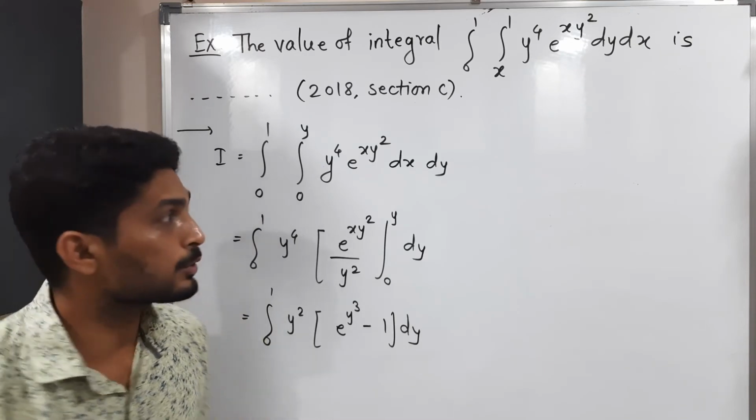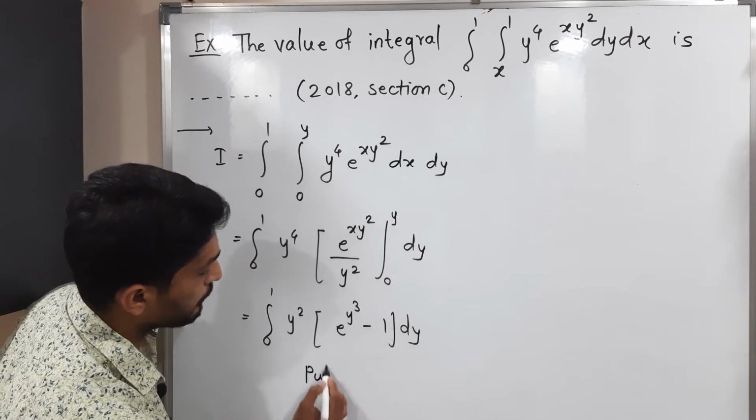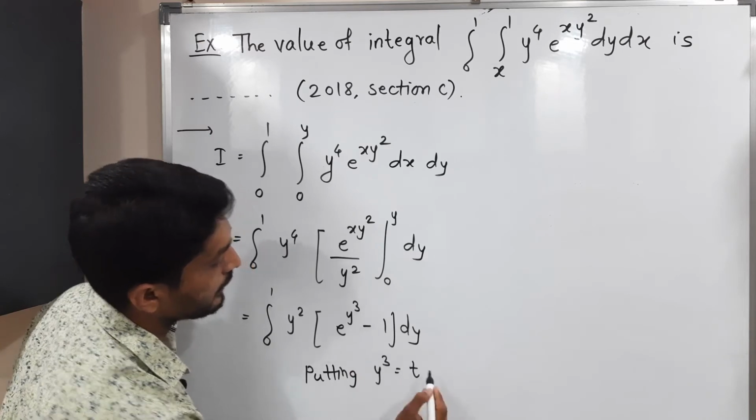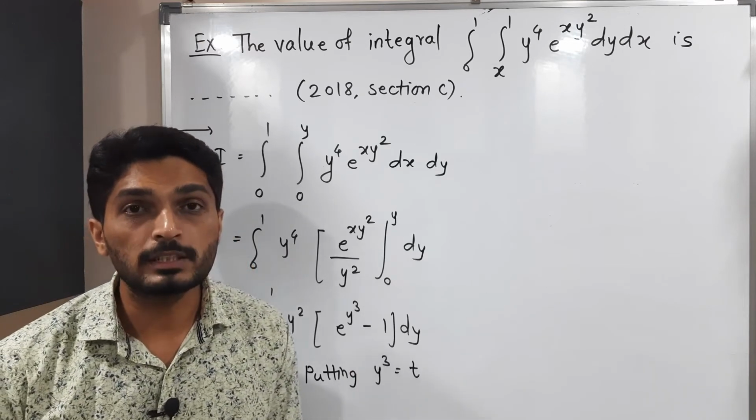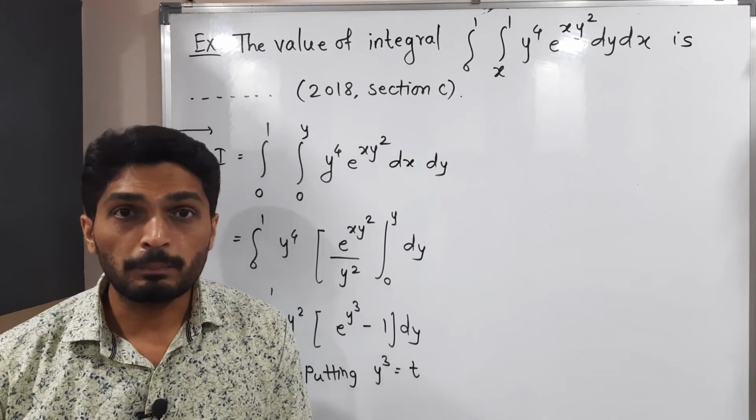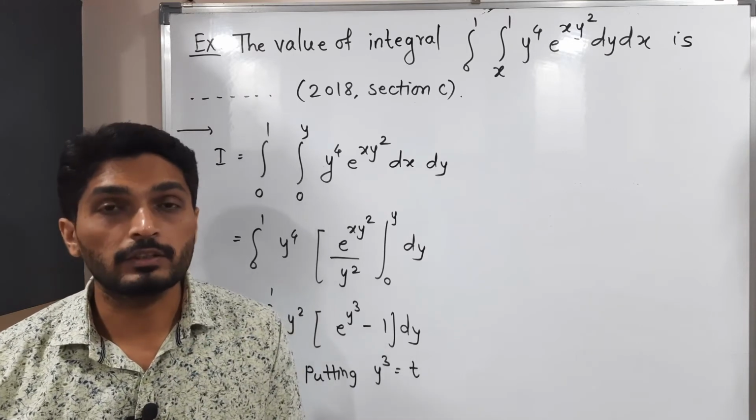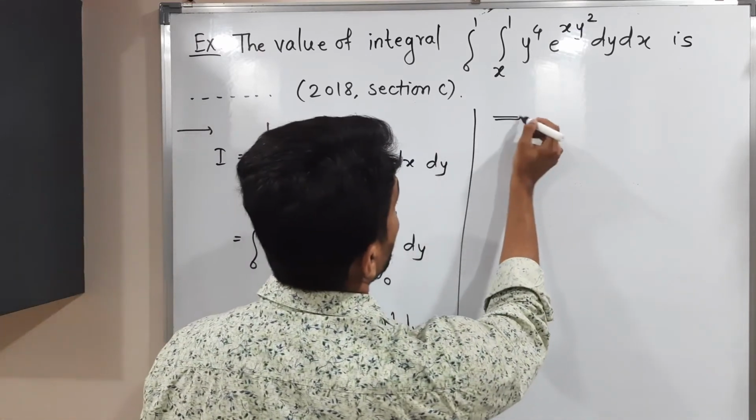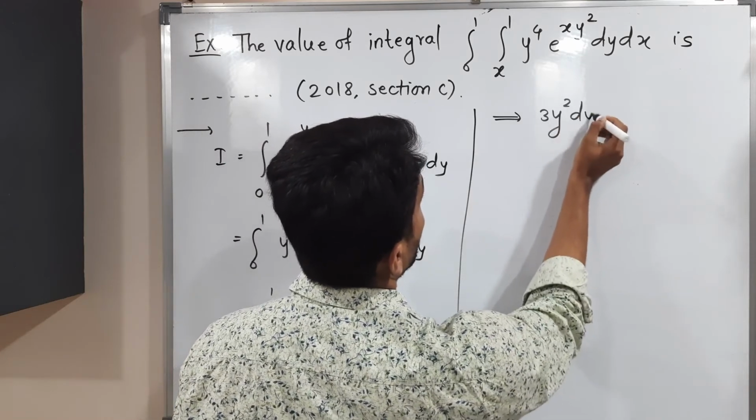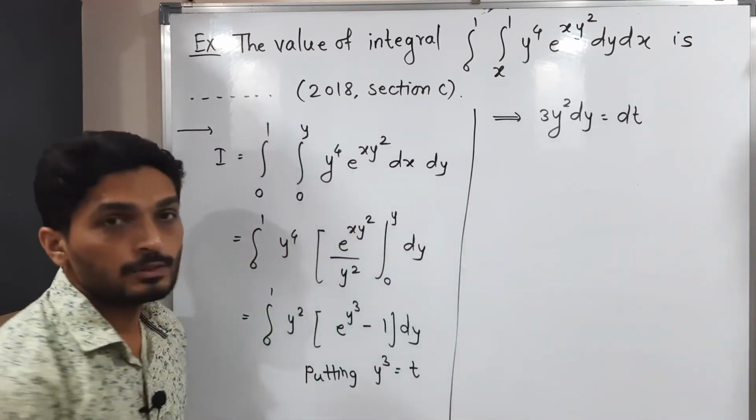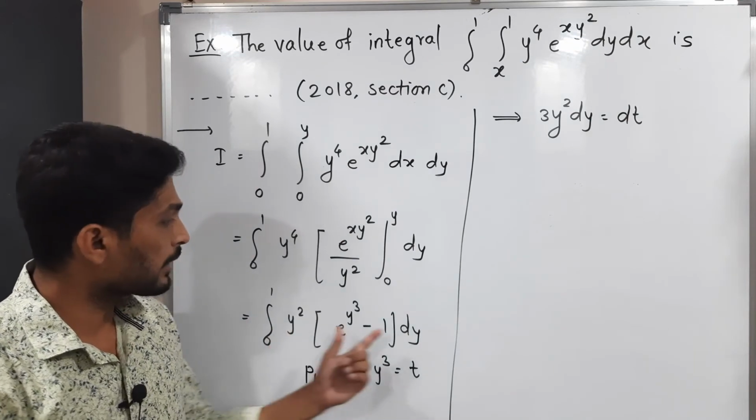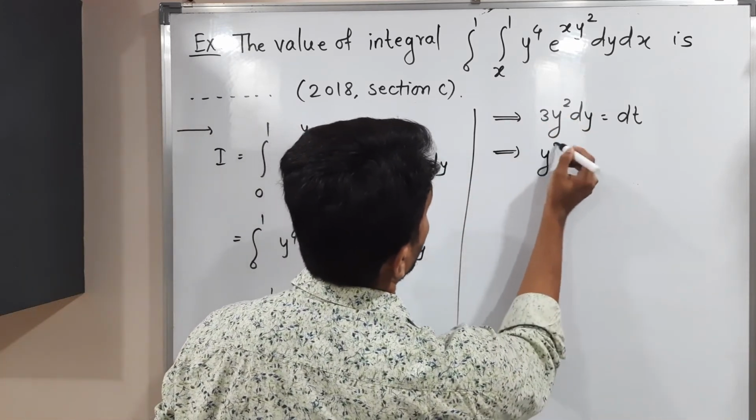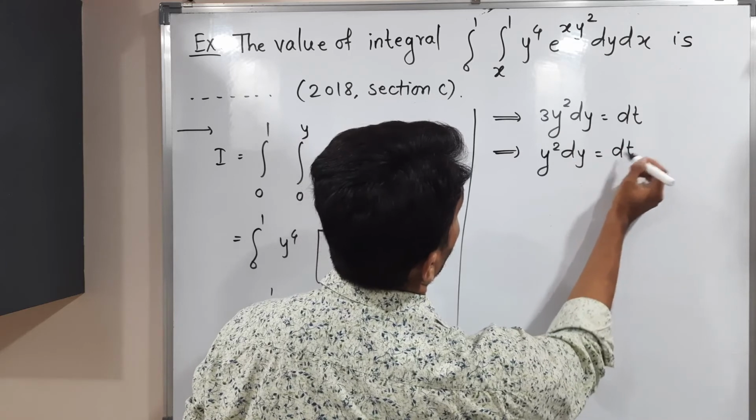After that, we cannot solve this integration directly. Again, there is a need for substitution. So I am going to put y cube = t. You know that when we put a substitution, first of all we have to find its derivative, and after that we have to change the limits. Its derivative will be 3y square dy, and the derivative of t is dt. So I shift 3 to that side, and we have y square dy = dt by 3.